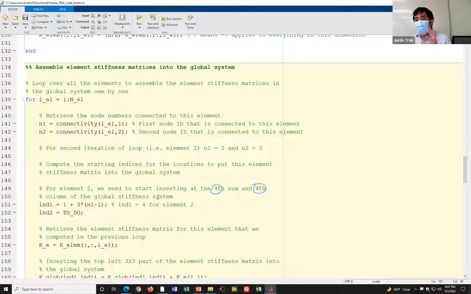And so this tells us that for element 2, we need to start inserting at the fourth row and the fourth column. All right, any questions on that? Okay. So let's do the same thing for IND2. IND2 will be the same thing, but for the second node. We're going to use the same formula, 1 plus 3 times, but instead of N1, we're going to have N2. So we're going to have 1 plus 3 times N2 minus 1.